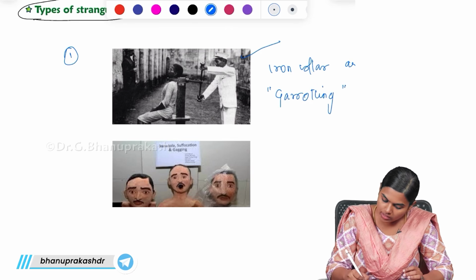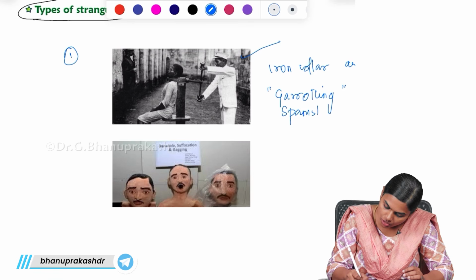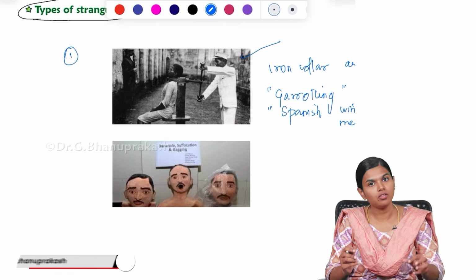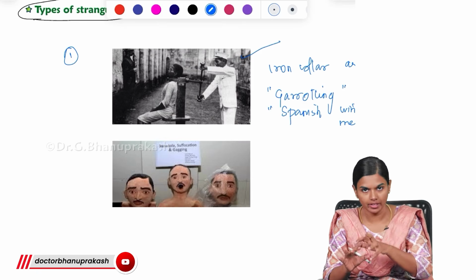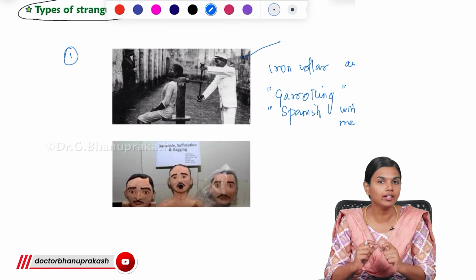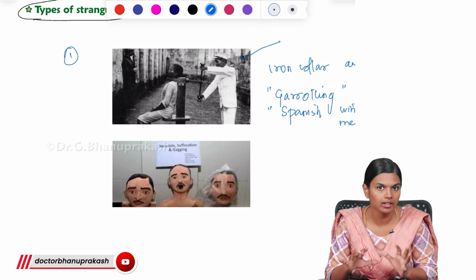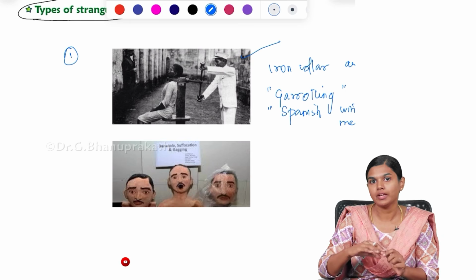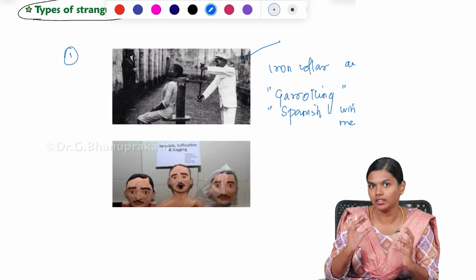Garroting, also known as the Spanish windlass method. So this is a type of strangulation and here what happens is that an iron collar will be put around the neck and that collar will be tightened using another rod. By screwing around the rod, they will tighten that collar.